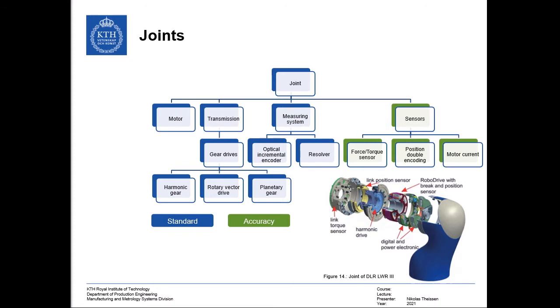The transmission system is required as a direct drive is usually not suitable for industrial manipulators, as they commonly require high torques. The mechanical transmission system converts a high number of rotations and a low torque into a lower rotational velocity and a high torque. The most commonly used transmission systems are harmonic gears, rotary vector drives, and planetary gears. All of these gears try to minimize backlash.